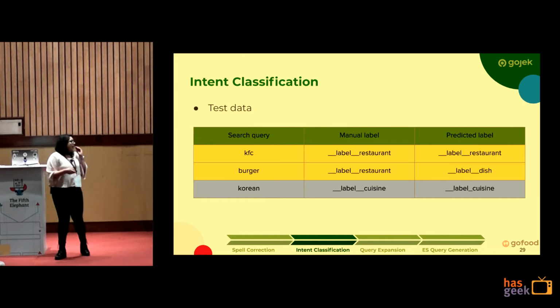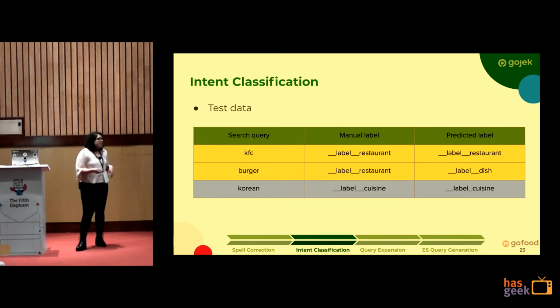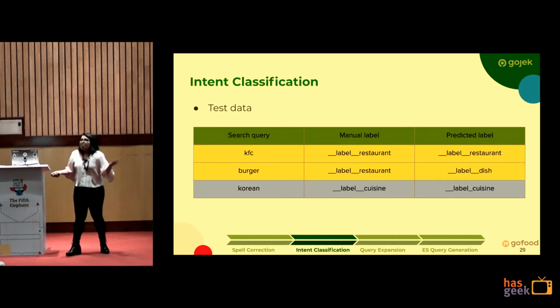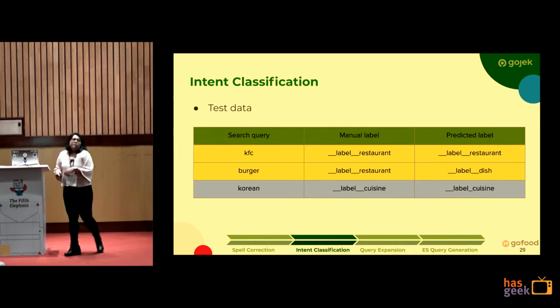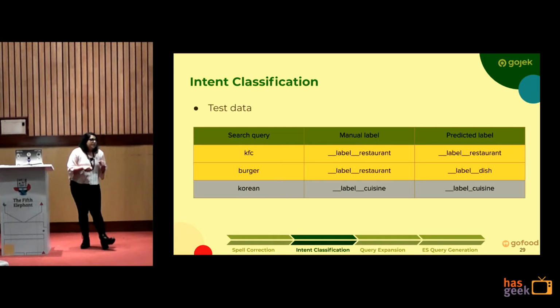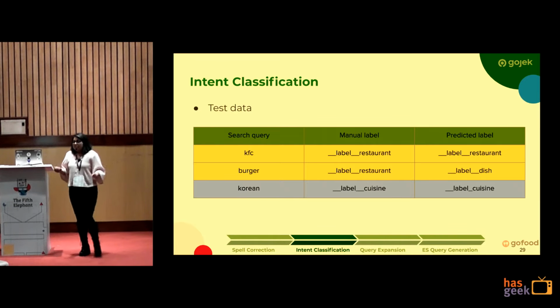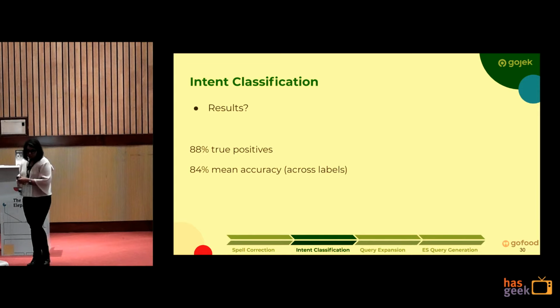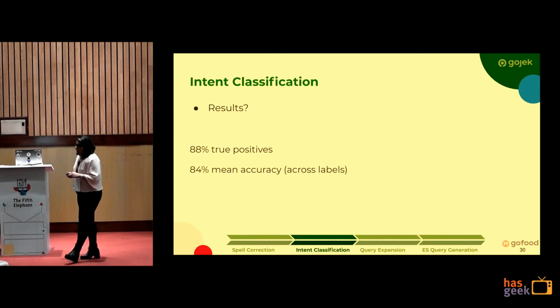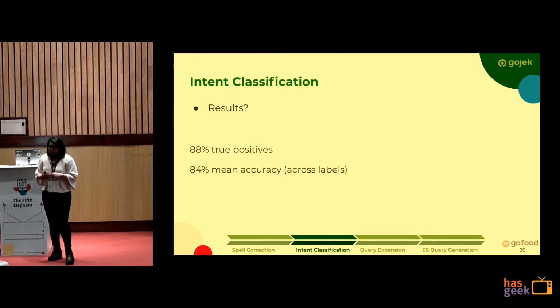So we have a manual label and a predicted label. Over here we can see that for burger, the manual label was restaurant, because of the way the search works currently, people were searching for restaurant names. That's why the person labeling it labeled it as a restaurant. But our algorithm labeled it as a dish because the word burger was present in a lot more dishes than it was in restaurants. So this is what our results of the fastText classifier were. We had 88% true positives for each label across all labels, and a mean accuracy of 84% across the labels.